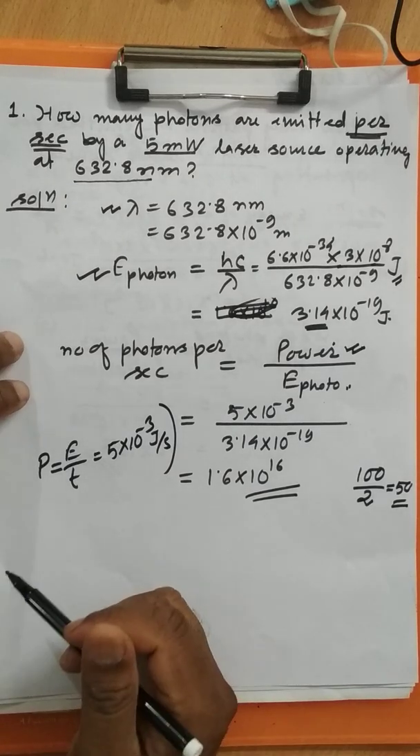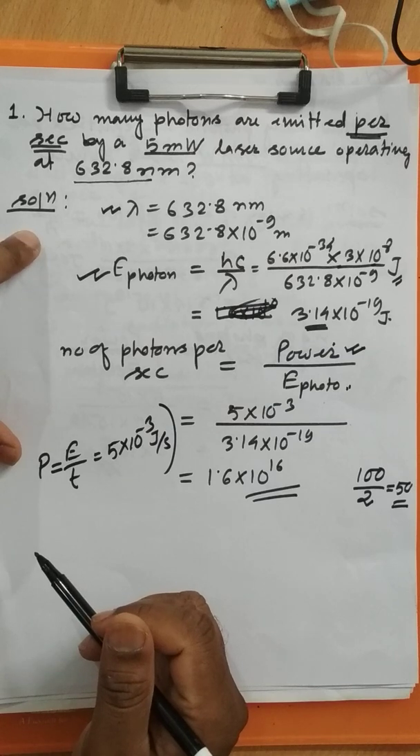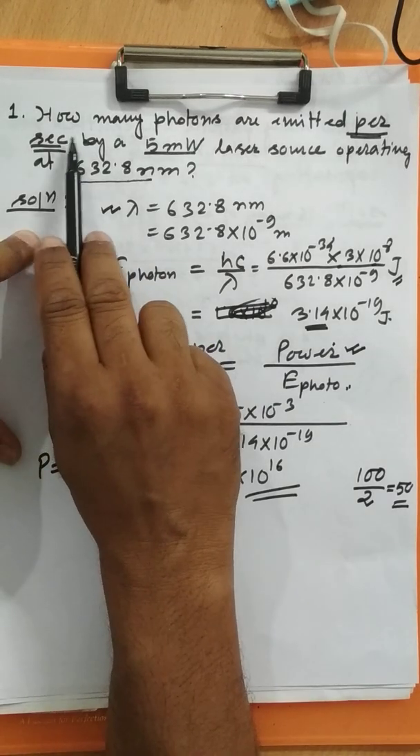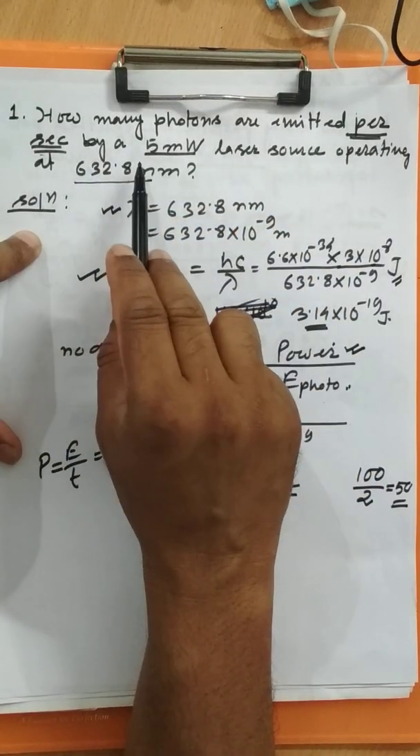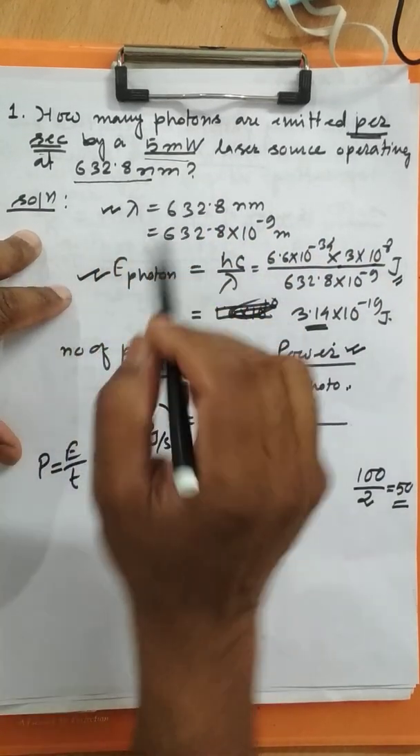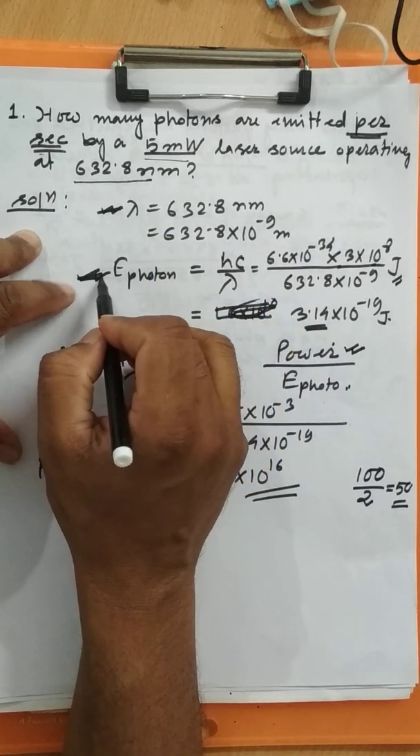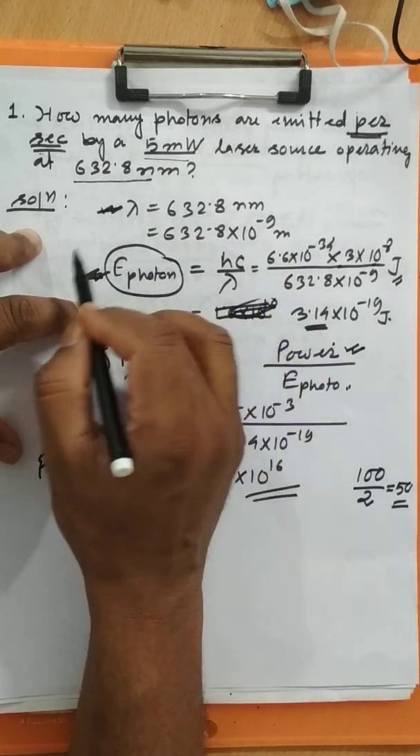Okay, let us discuss now a few questions on the topics we have discussed so far on photons. First is a very simple question. How many photons are emitted per second by a 5 milliwatt laser source operating at 632 nanometer? So the wavelength of the source is given. So from here we have calculated the energy of one photon.